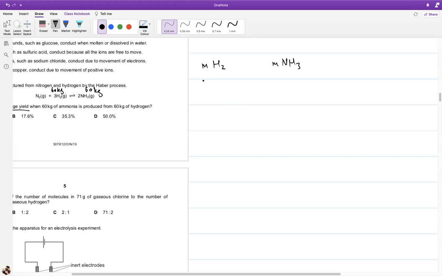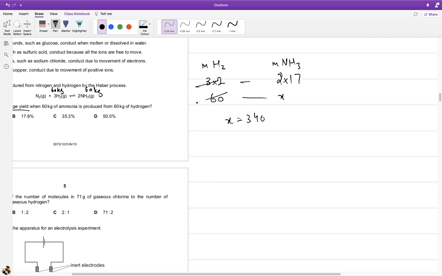What is the mass of 1 mole of hydrogen? 2, right? So I'm going to say 3 times 2, because 3 is the mole ratio. What is the standard mass of ammonia? 17. 17 times 2, 34. So I'll just write 2 times 17 here, because that's the mole ratio. Now, if I have 60 of this, how much of this do I get? If you solve this, you will see that x equals 340.